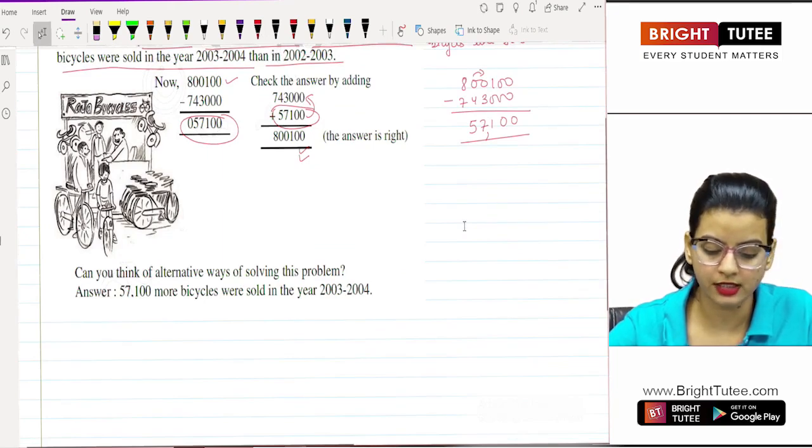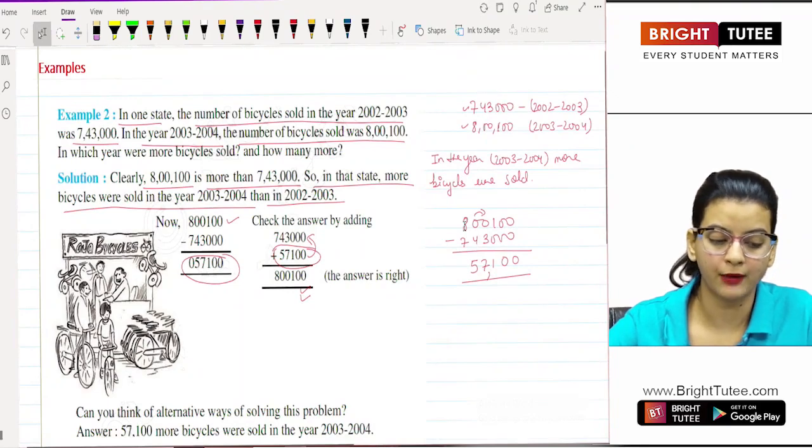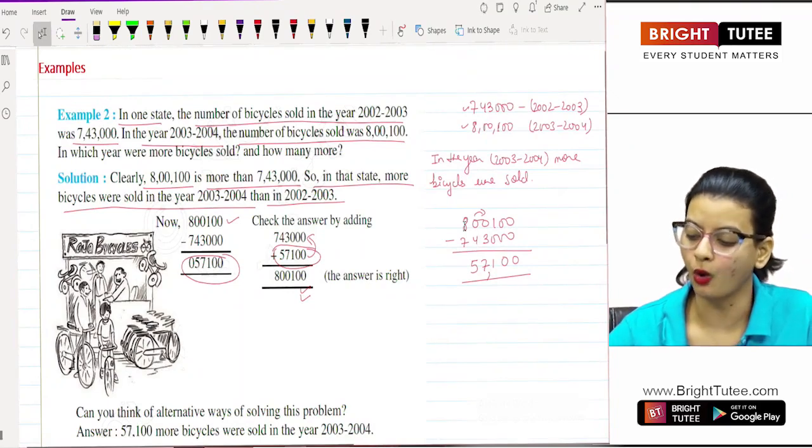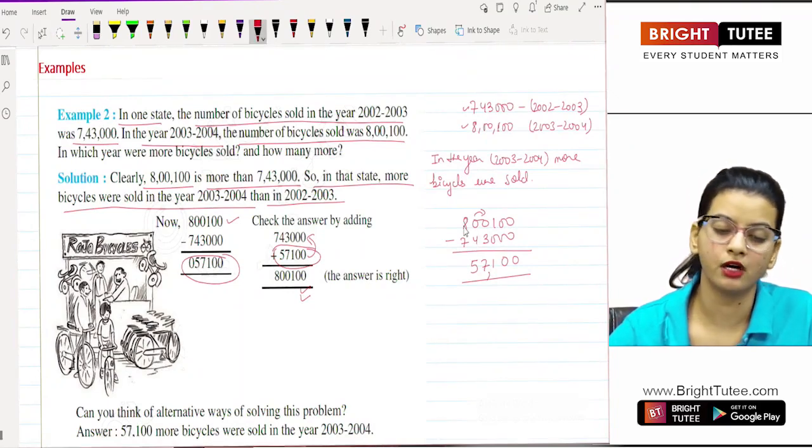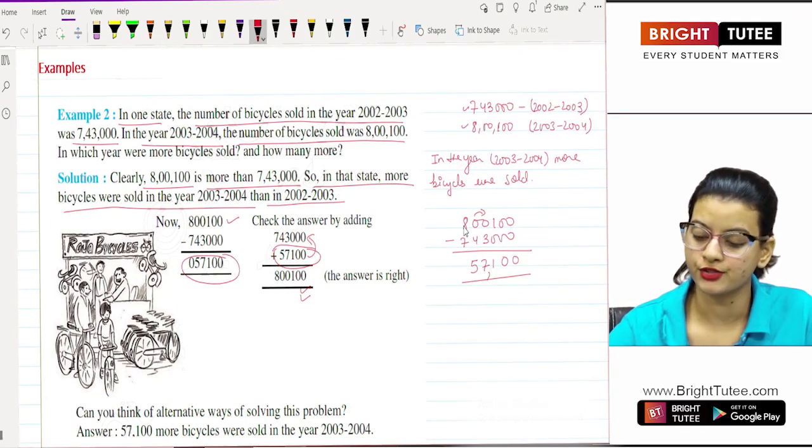Can you think of alternative ways of solving this problem? This is homework for you. You are going to think of some alternative ways like we did in the last question to solve this problem.